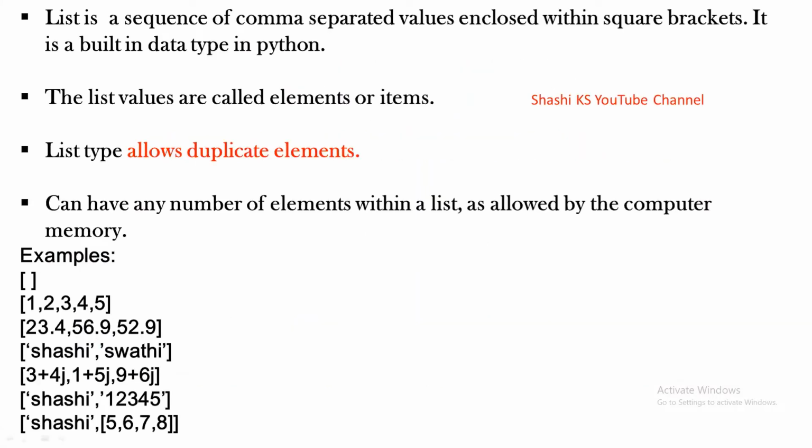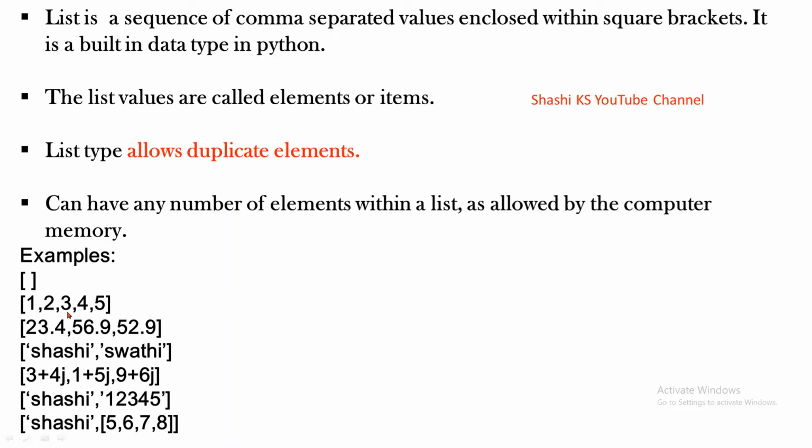So first, what is the meaning of a list in Python? It is just a set of values enclosed within square brackets. All the values or the items of the list are separated by using commas. And list is a built-in data type in Python. And you can have any number of elements within your list. For example, an empty list is represented with just the square brackets.